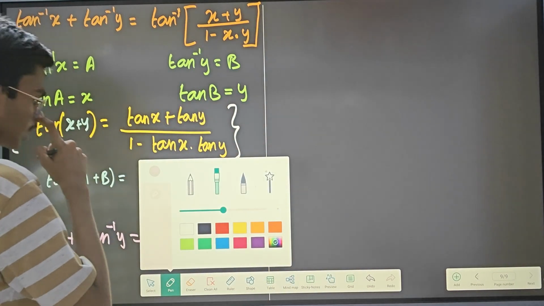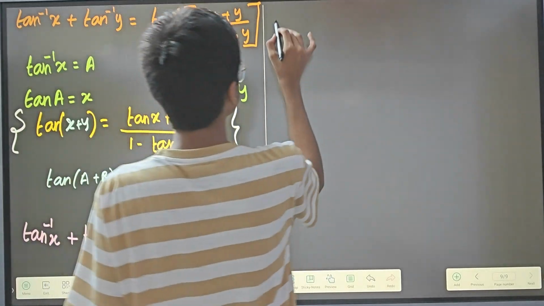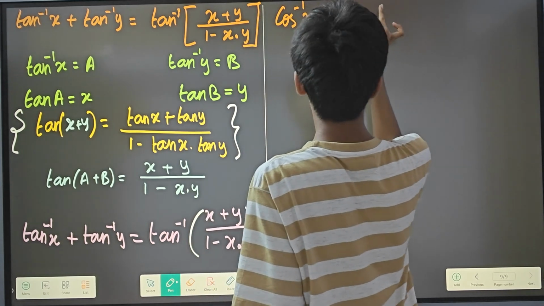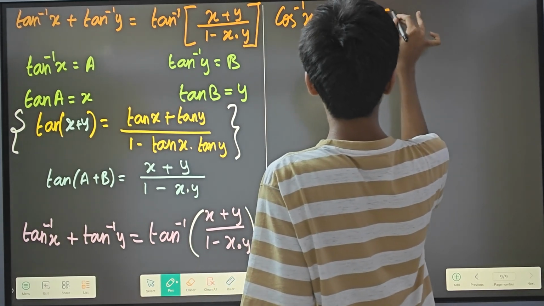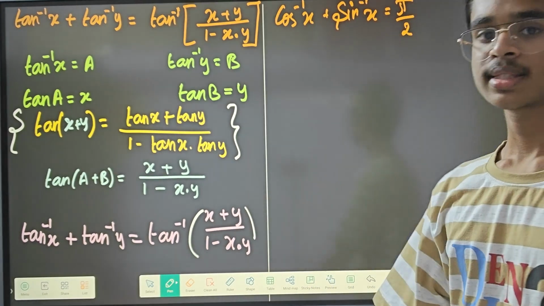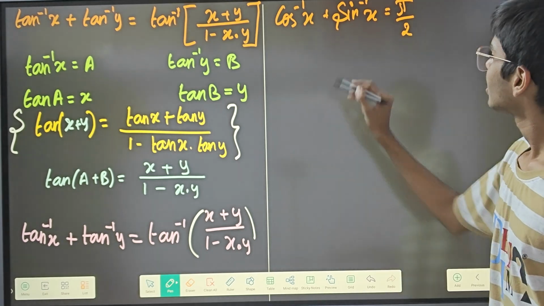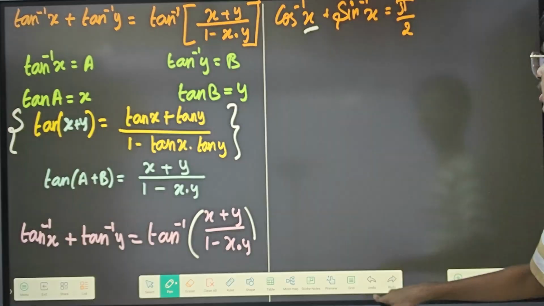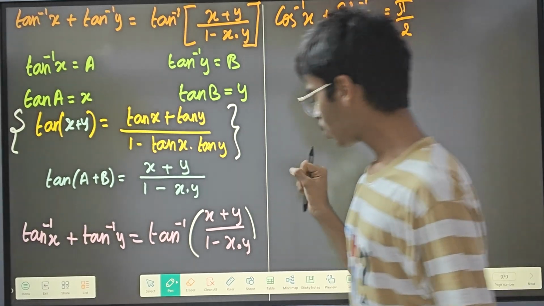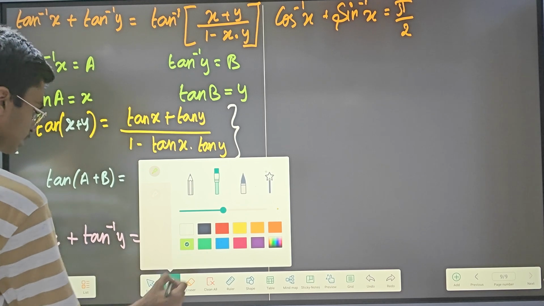Now, next we are going to prove other formulas. Other formulas in the sense, we are going to prove cos inverse x plus sine inverse x is equal to pi by 2. Okay, note this one point, that this radian and this radian should be the same. That is why I have represented here also x, here also x. So how are you going to prove this?